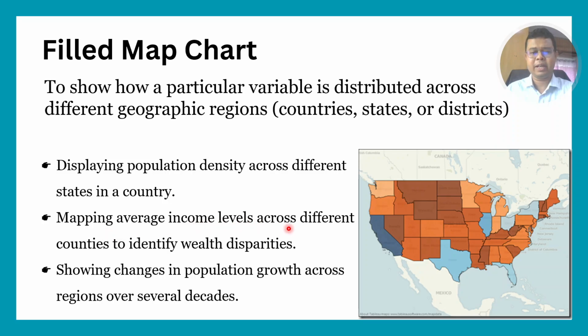Mapping average income level across different countries to identify wide disparities. For example, we can download the data from the World Bank, right? And easily we can use the filled map chart to map the average income level across the different countries. On the other hand, showing change in population growth across regions over several decades. So it's quite related to the line chart also, right? You can use either the line chart or the filled map chart. It depends on you, but we can use the filled map chart in this context, right?